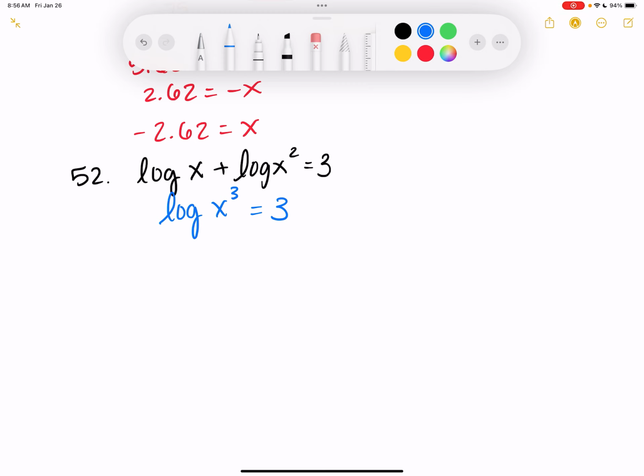So now, choose an E. Yes, so I'm going to have 10, because it's log base 10, raised to the third equals x cubed. So what does x equal? 10. Yes, because they're both being cubed, so the bases have to be the same. So the cube root of x cubed would be x, and the cube root of 10 cubed is just 10.